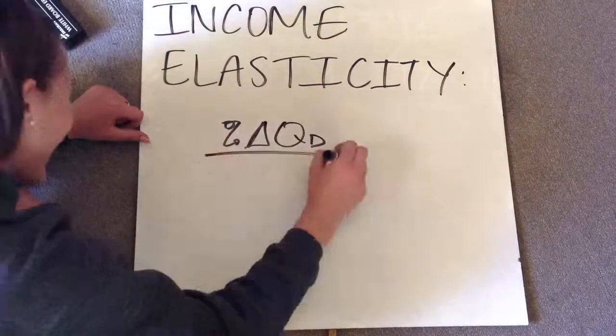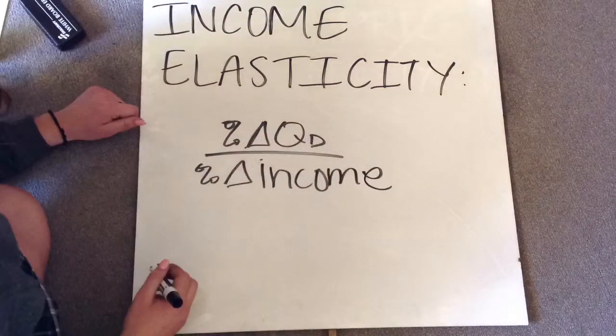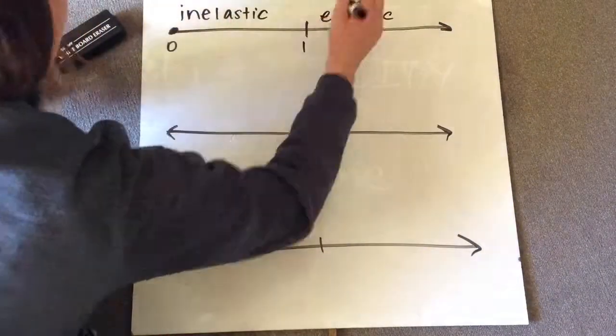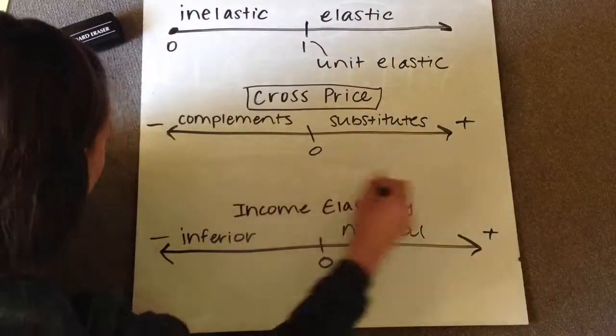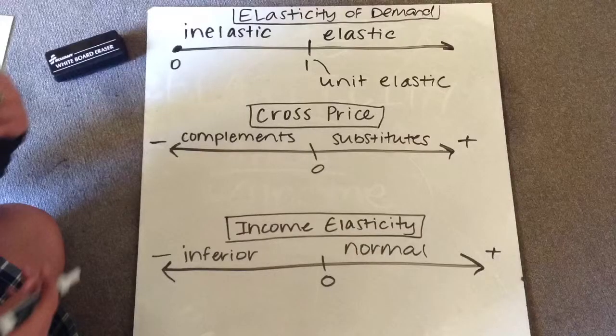Income elasticity is the percent change in quantity demanded divided by the percent change in income. This is used to determine whether a good is normal or inferior. If the answer is negative, the good is inferior. If the answer is positive, the good is normal. We can use these number lines to determine the characteristics of goods based on the equations we use for elasticity of demand, cross price, and income elasticity.